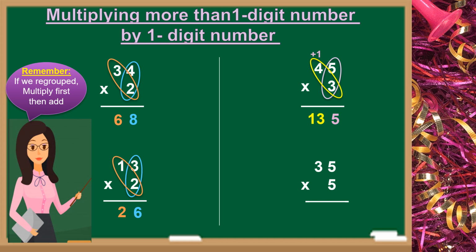Another example. 5 times 5 equals 25. Can I write all 25? No. I will write 5 and carry 2. What should I do? Remember, our teacher here said that we will multiply, then add. So I will multiply 3 times 5, then I will add. 3 times 5 equals 15. 15 plus 2, 17. Yes.